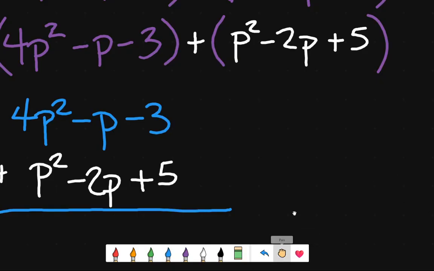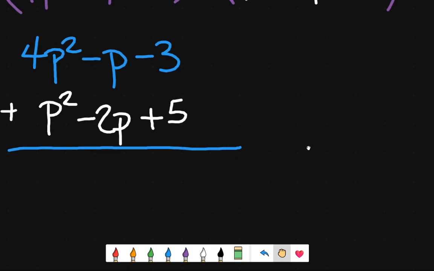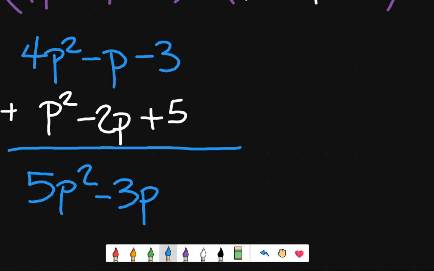All right, so what we have here is 4p squared plus 1p squared. 4p to the second power plus 1p to the second power is 5p to the second power. And let me change my square to make it more of a 2. And then we have a negative p plus a minus 2p. Well, that will give us a negative 3p to the first power, by the way.